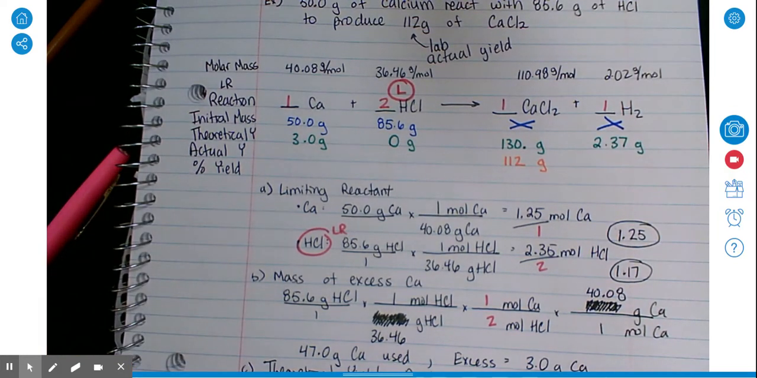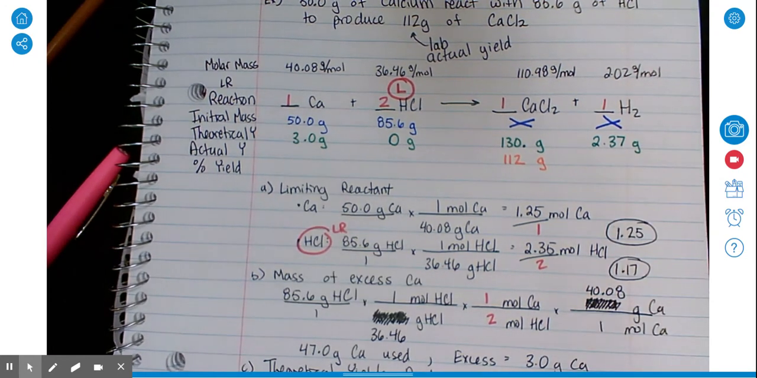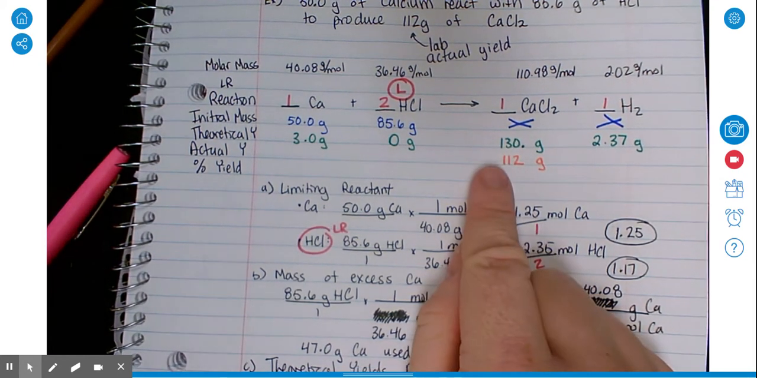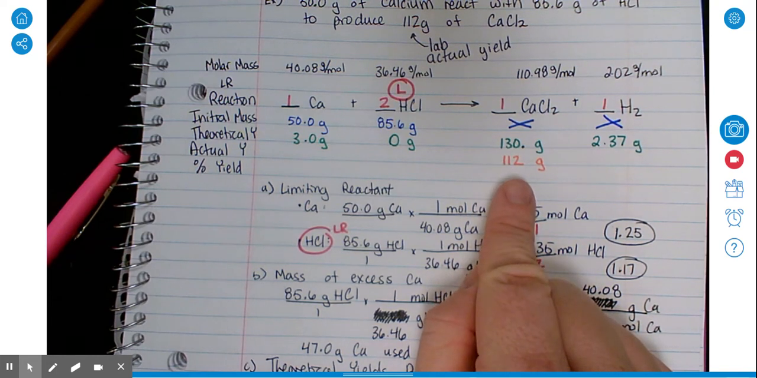And this is where we start our new step. So theoretically, this is what I should get. In actuality, this is what I did get. I got 112 grams of the calcium chloride.